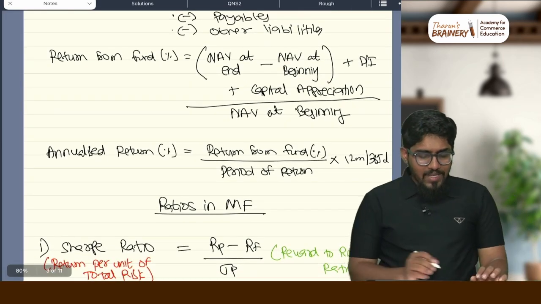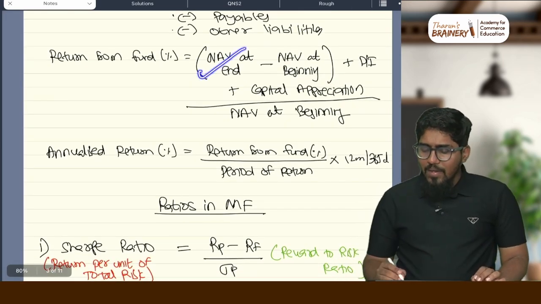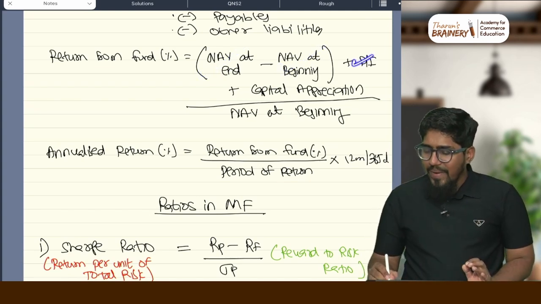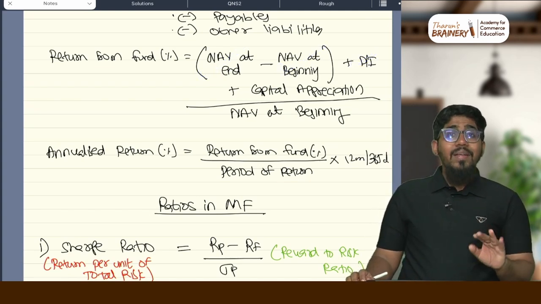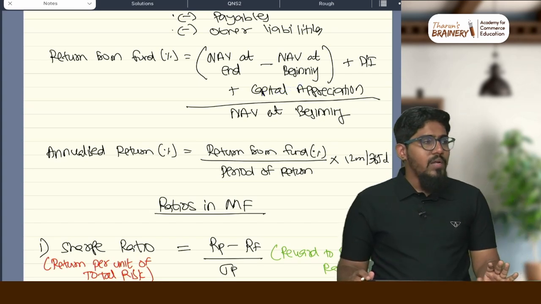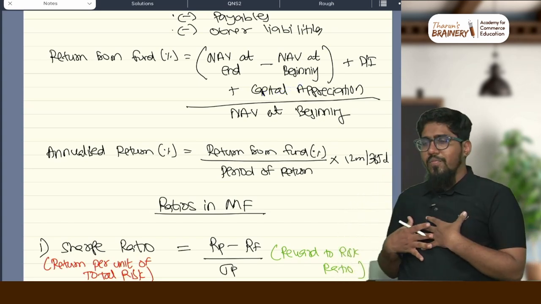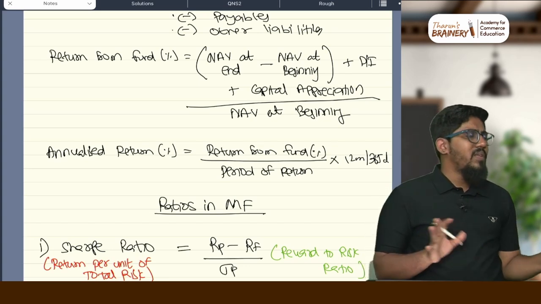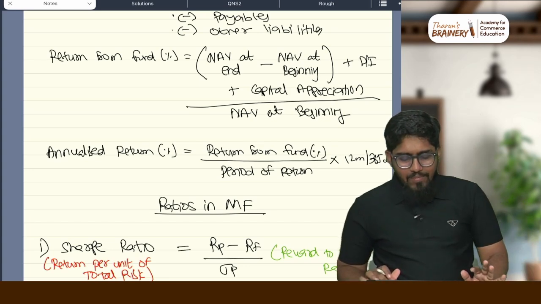Okay, sir. So what is return? NAV at the end minus NAV at the beginning, which is nothing but the increase in NAV, plus any dividend or interest distributed, plus any capital appreciation distributed. So distribution is also my profit. Distribution can be in the form of dividends, and distribution can be in the form of capital appreciation, divided by NAV at the beginning.